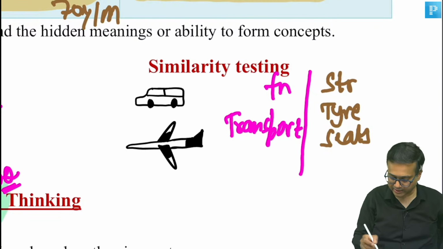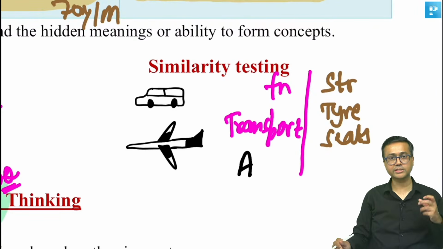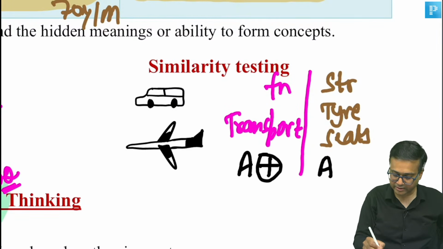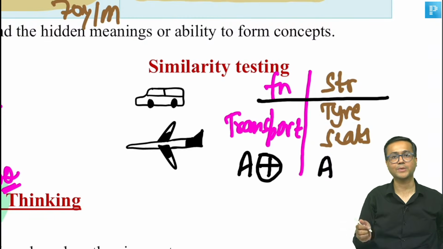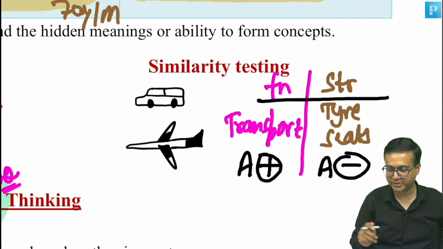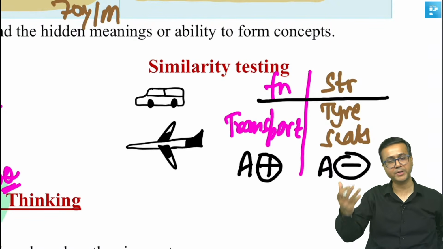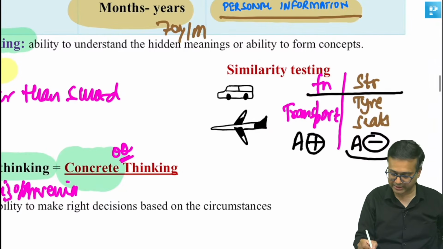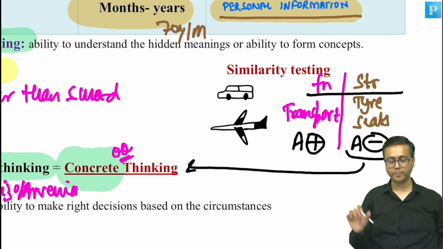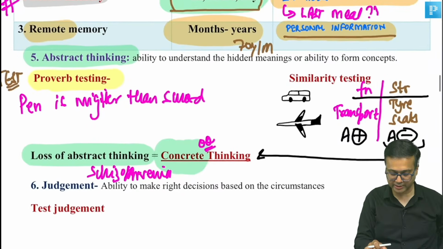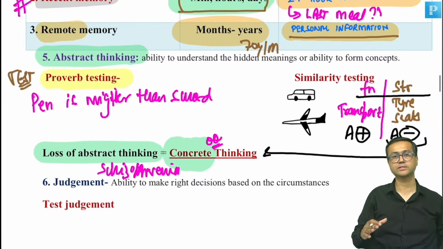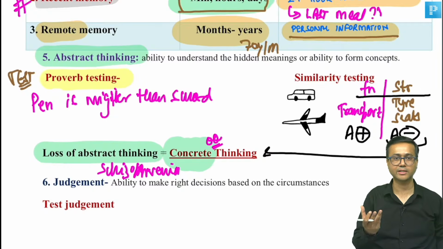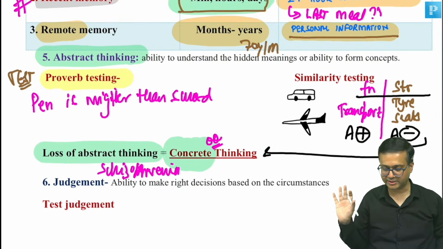So when the person is able to tell me the functional similarity, the abstract thinking is intact, while when he is only able to tell me the structural similarity, abstract thinking is impaired. And when abstract thinking is impaired or lost, what is that termed as? Beta, please remember that is termed as concrete thinking. So please be very careful. They may ask you a question that a psychiatrist is doing proverb testing or similarity testing. What is he assessing? He is assessing abstract thinking. Is it clear to everyone?